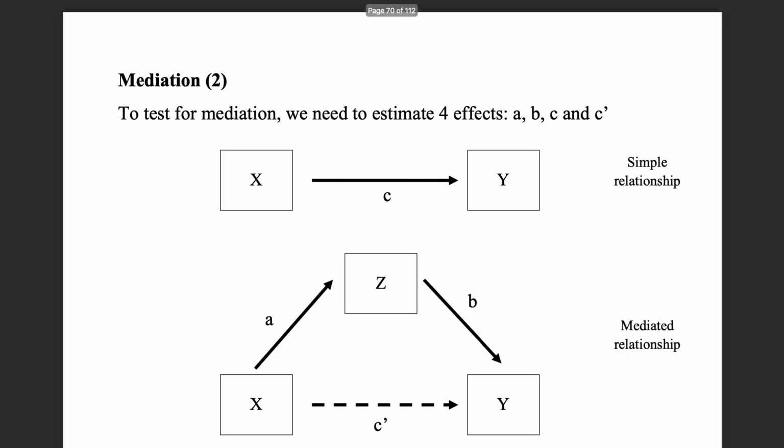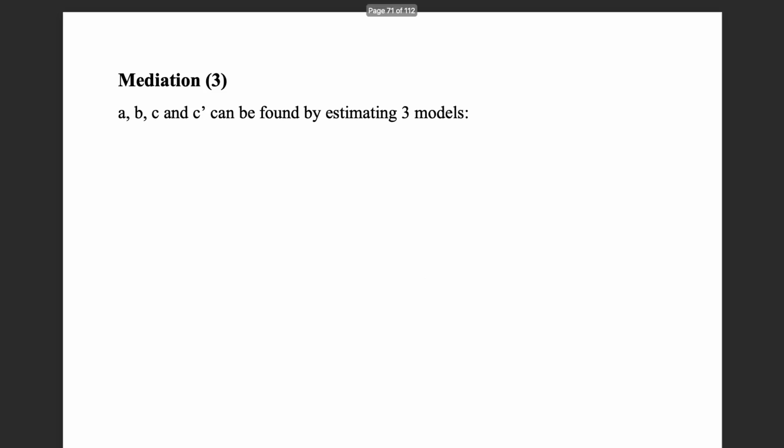So we call this overall the mediated relationship between X and Y. So these are 4 effects that we actually need to estimate in order to test mediation and the mediation hypothesis. The nice thing is, even though it's 4 effects, we only need 3 models to estimate to get estimates for these A, B, C, and C apostrophe effects.